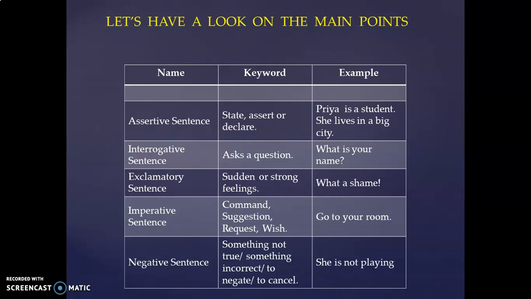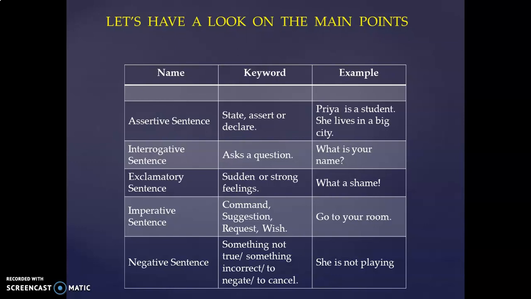Interrogative sentence. In this, we ask a question, and the example is: what is your name? And we put the question mark. Exclamatory sentence expresses a sudden or strong feeling. What a shame. Sometimes we say wow, beautiful. And we use the sign of exclamation.